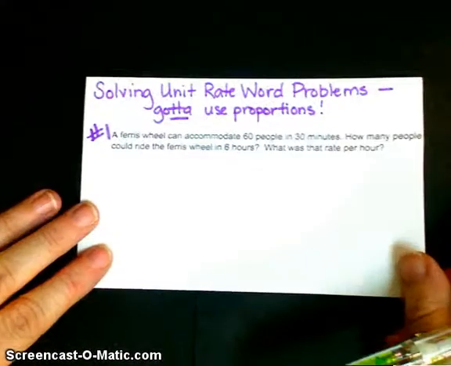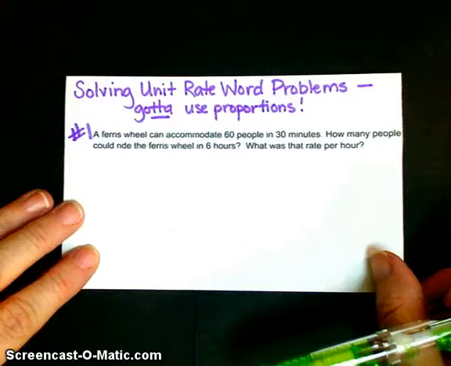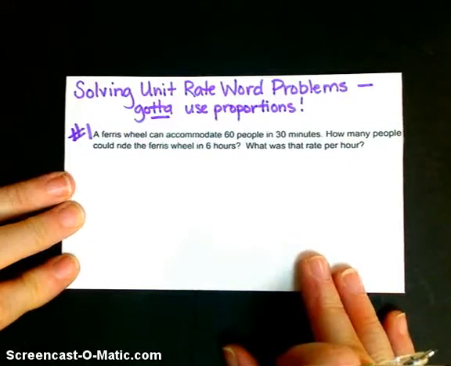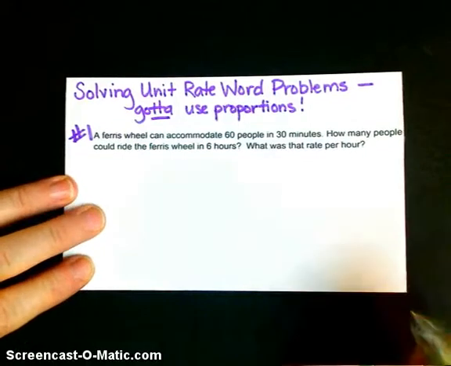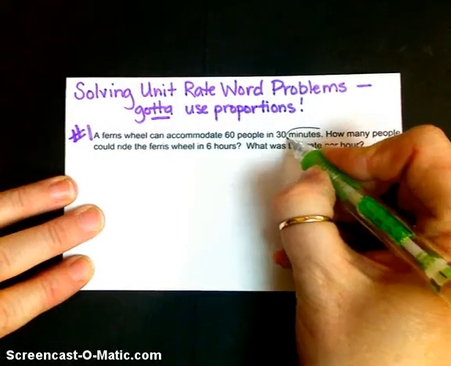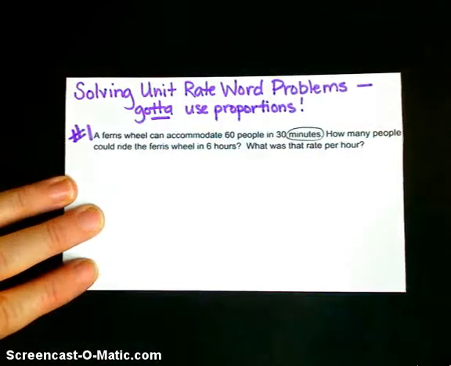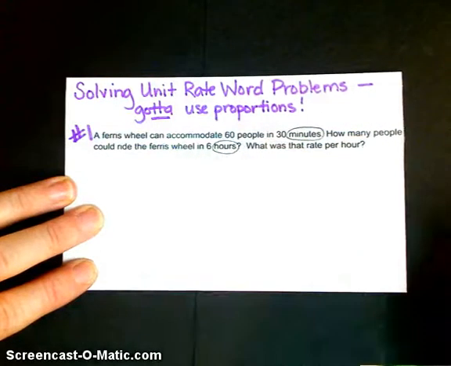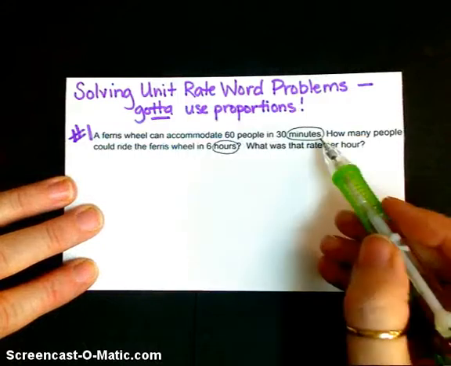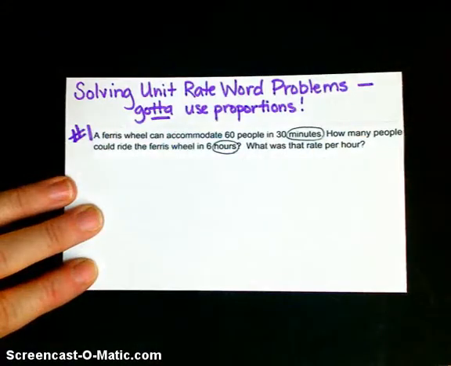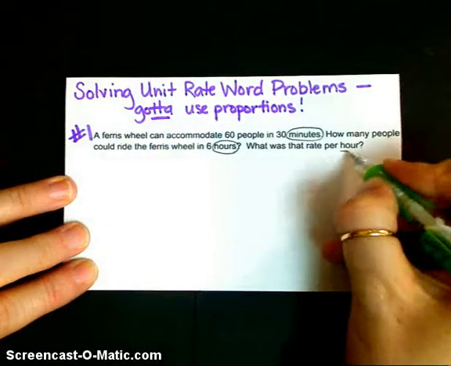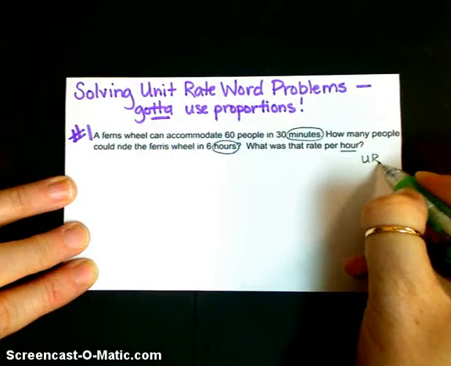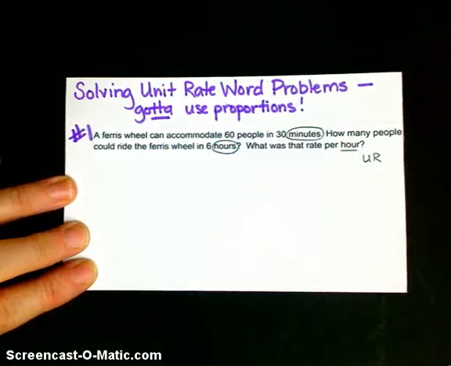Now let's dive into some word problems that have really been tripping y'all up. This Ferris wheel one really seems to be an issue. And the reason why I think it's the biggest issue is because they're giving us different units. We're starting off with minutes. We then have hours, and we have to convert these minutes and hours into each other and then go back to hours to find our unit rate. So let's look at this one.